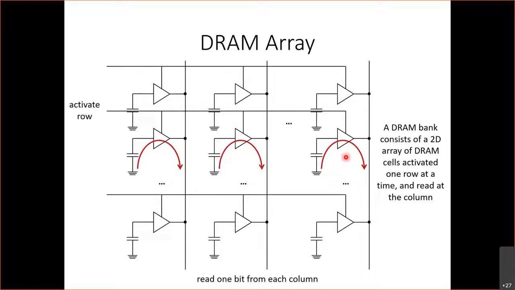Now, those of you who know that when we read, we destroy the value, so we have to write it back, and this makes DRAM slow. Yes, this is all part of how DRAM works. But the key thing is that we read one row at a time, and this read involves discharging these capacitors.